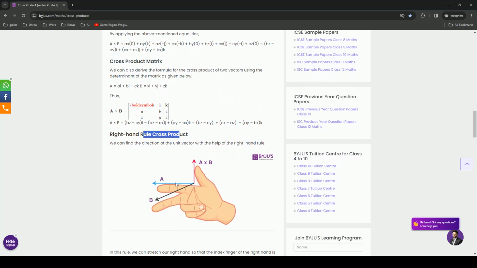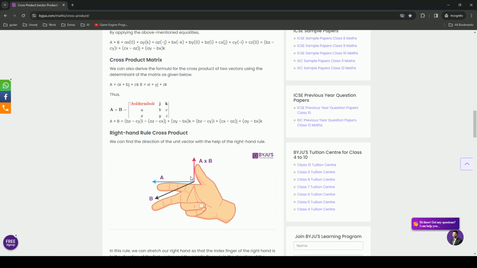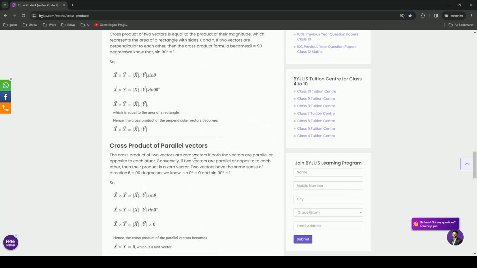So let's imagine your first vector is represented by the first finger, and the second vector is represented by the second finger, then your thumb will represent the third vector, and we will call it A cross B. Okay, so this was it.